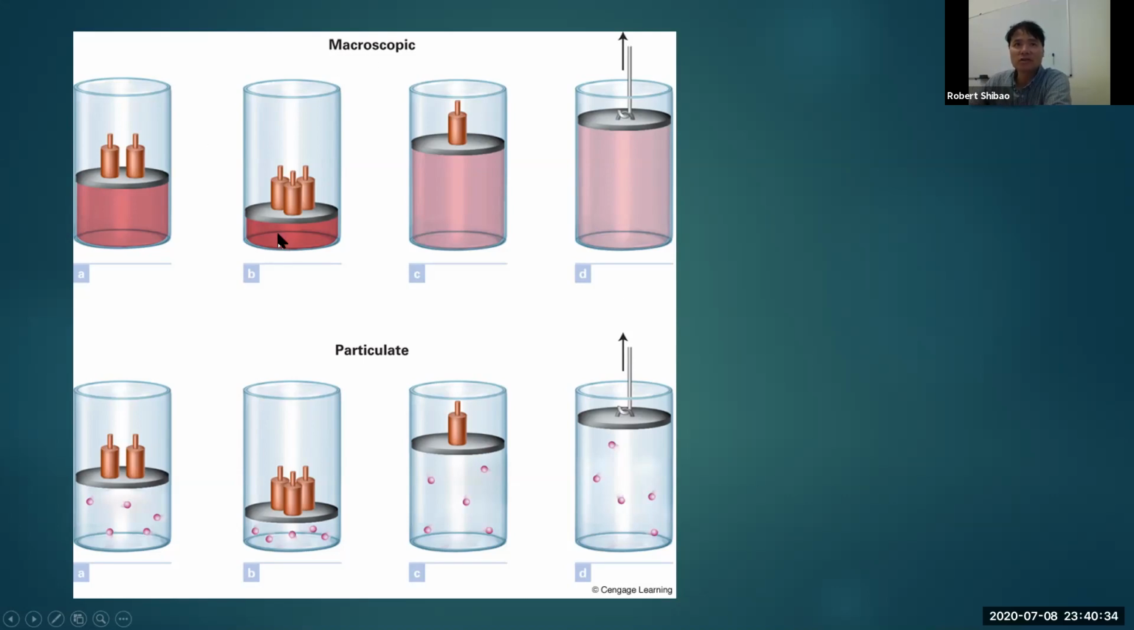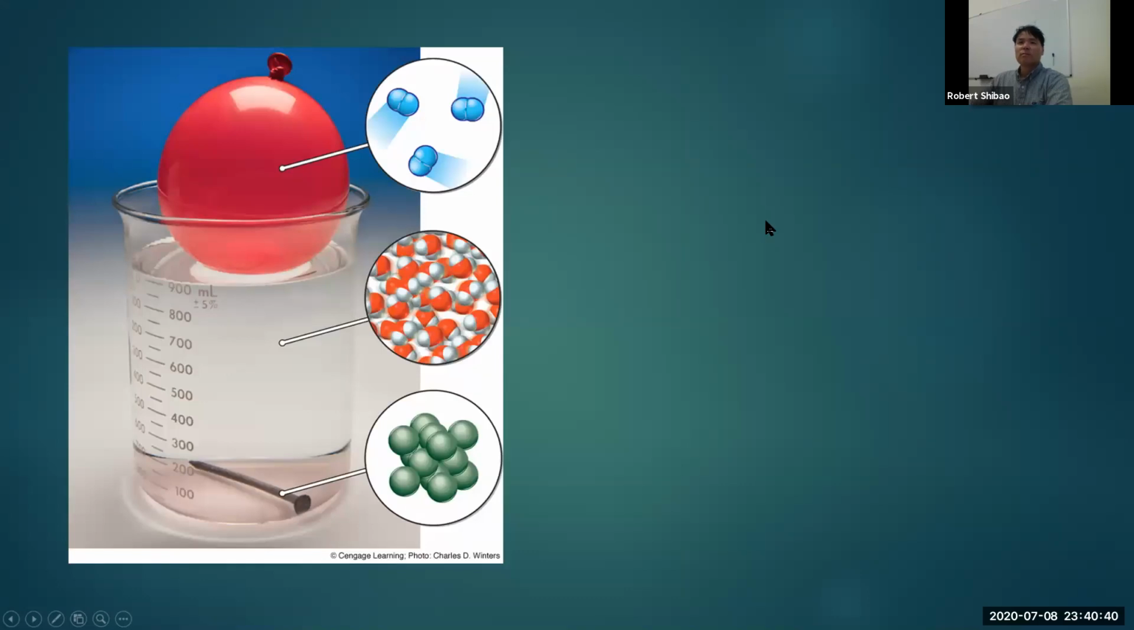Macroscopically, the gas is more concentrated here and least concentrated here. Solids are very dense. Normally solids are more dense than liquids, except for ice. Ice is a very open structure. This is water. These are not compressible. If you try to expand or compress these, it's not possible because they're already touching.